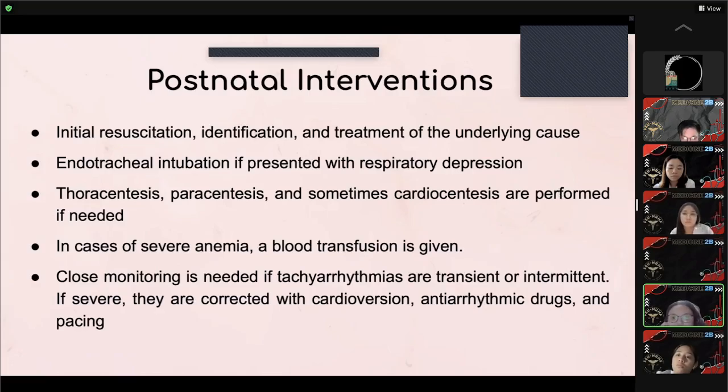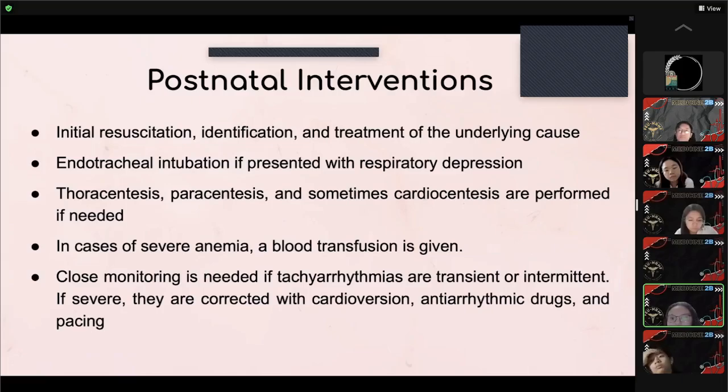So after birth, patients require a lifelong and intensive transfusion regimen. Treatment is controversial since most treated infants surviving the immediate postnatal period subsequently show abnormal development. So these patients may be considered for hematopoietic stem cell transplantation. Postnatal management includes initial resuscitation, identification, and treatment of the underlying cause. Most of the infants with hydrops fetalis will require endotracheal intubation because of respiratory depression.